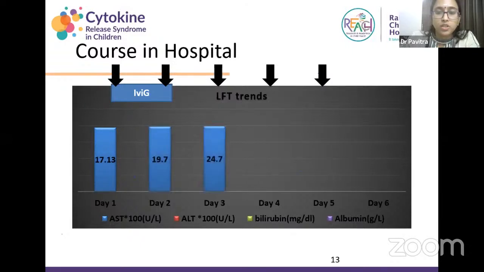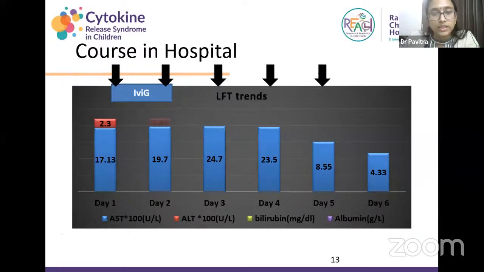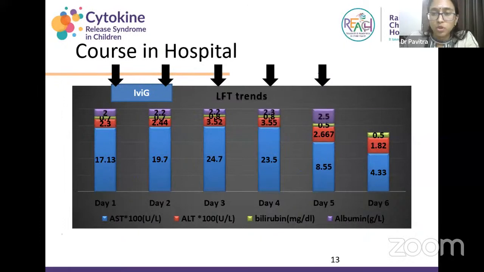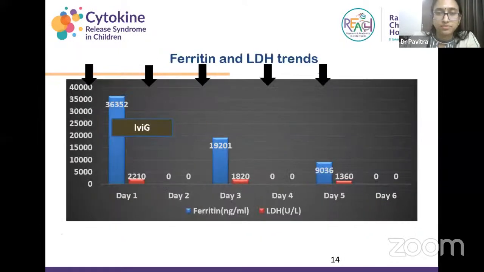You can see uptrending SGOTs till day 3 of admission, at which point he was already on day 3 of anakinra and he has completed his IVIG course. And it started coming down by day 4, to 433 units by day 6. The ALT, which was 230 at admission, went up significantly to 350 by day 3 and started coming down. Similarly, our albumin had reached a peak of 0.8 by day 3 and started coming down to a minimum of 0.5 by day 6. And our albumin showed persistently uptrend.